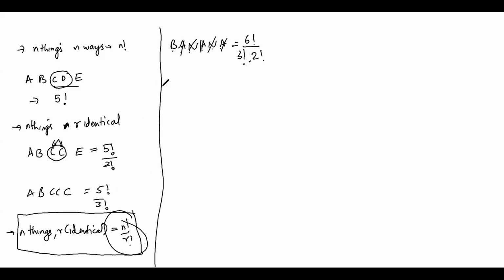Let's suppose there are 5 boys, A, B, C, D, E. In how many ways can you arrange 5 boys so that C always sits to the left of D? In this case, you have 5 boys, which is 5 factorial. And now you have a condition on C and D: C should be to the left of D. That means in half of the cases C would be on the left of D and in half of the cases C would be on the right of D, which is why you have to divide by 2 factorial. So there is a condition on these 2.